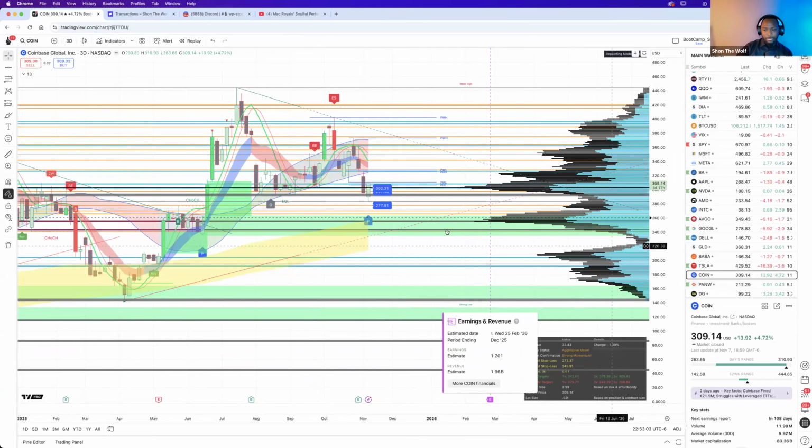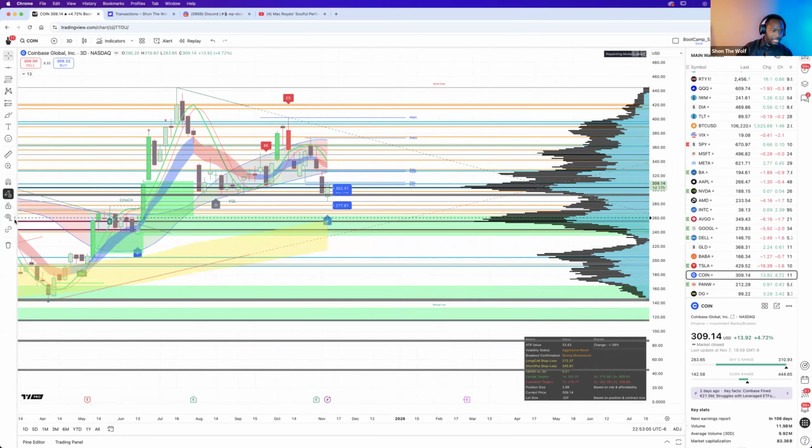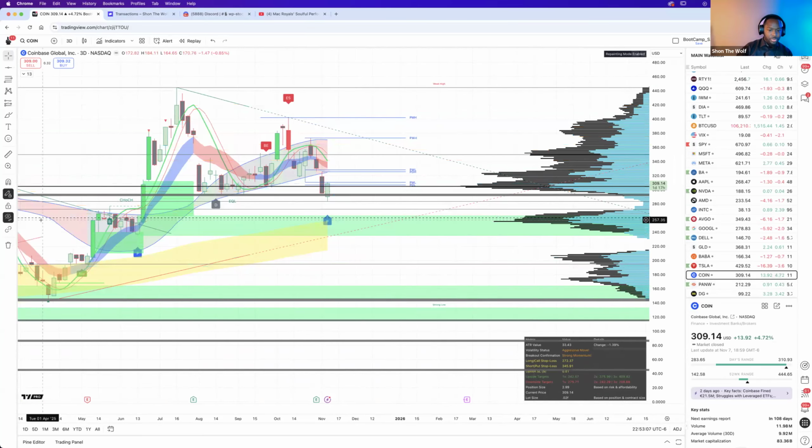I have a lot of liquidity map levels on here, so this chart isn't as clean as I would like, but that's how some of the drawings are. So we look at Coin.